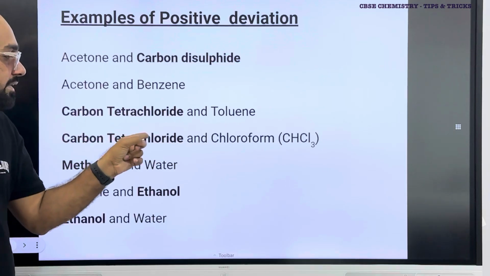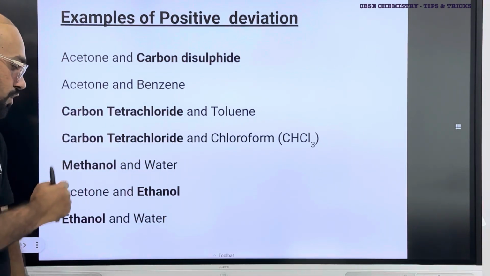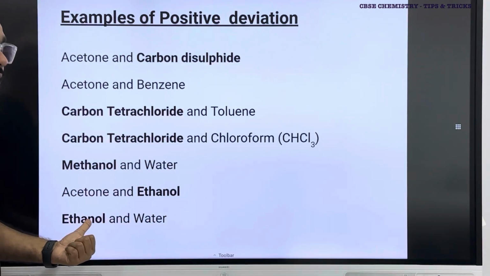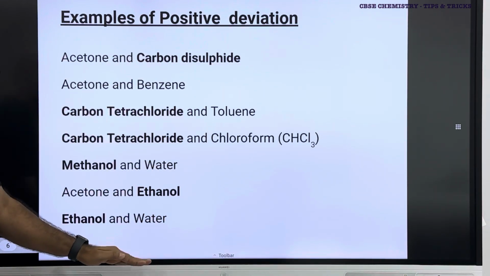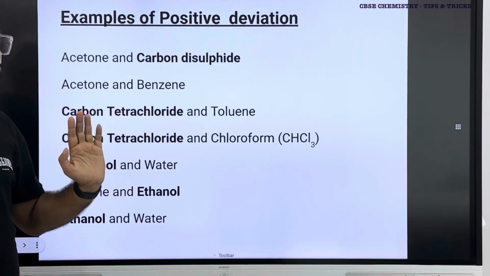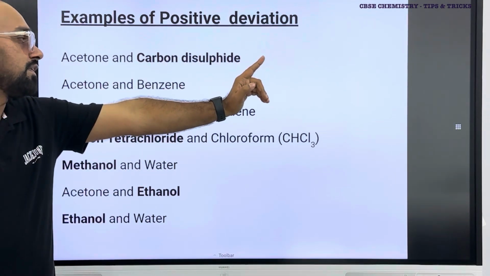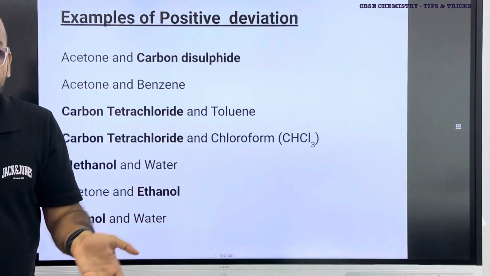Here again, carbon tetrachloride and chloroform. You can see CCl4. Methanol and water, you can see alcohol. Acetone and ethanol, you can see alcohol. Ethanol and water, you can see alcohol. So in this, only one is an exception. If you check all the others, you can see either CS2, CCl4, or alcohol. Then, without thinking, you can go for positive deviation. Acetone and benzene stands as an exception.